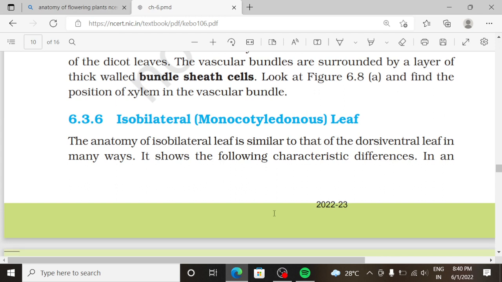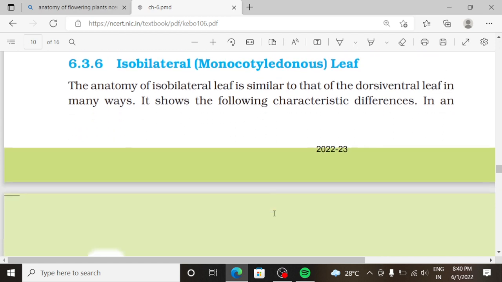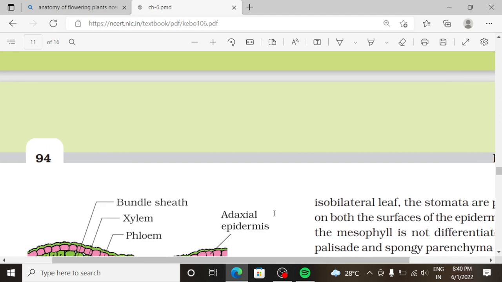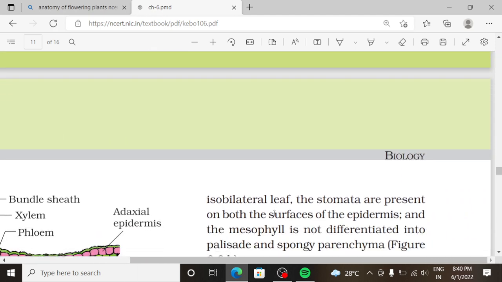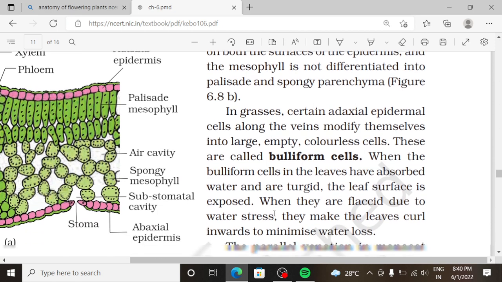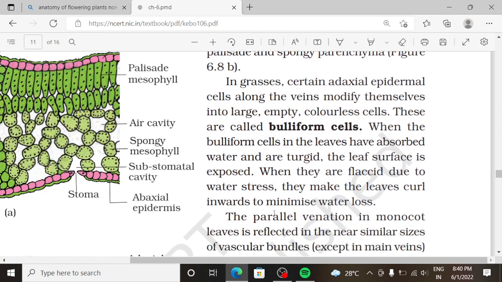Isobilateral leaf, that is monocotyledonous leaf. The anatomy of isobilateral leaf is similar to that of dorsiventral leaf in many ways. It shows the following characteristic differences. In an isobilateral leaf, the stomata are present on both surfaces of the epidermis and the mesophyll is not differentiated into palisade and spongy parenchyma. In grasses, certain adaxial epidermal cells along the veins modify themselves into large empty colorless cells.